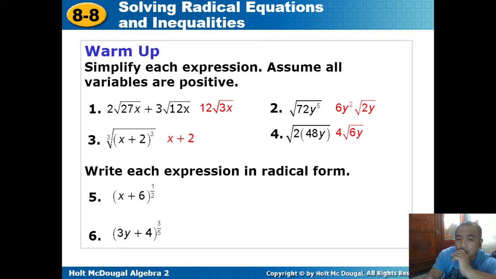Write each expression in radical form for number 5. Very easy. Square root of x plus 6. How about number 6? Fifth root of 3y plus 4 to the 3rd power. Or fifth root of the quantity 3y plus 4 cube.